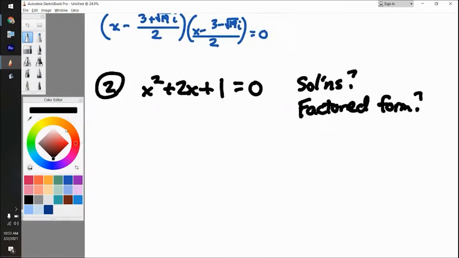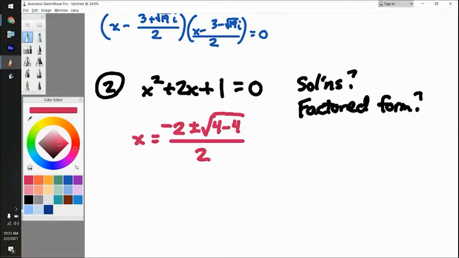It's already in standard form, so that makes it a little bit easier. All right, so we're going to say x is equal to negative b, which is negative 2, plus or minus the square root of b squared, which is 4, minus 4 times 1, which is just 4. And then we're dividing this by 2. Anytime this is a 0, it's plus or minus 0, that's technically 2 answers.